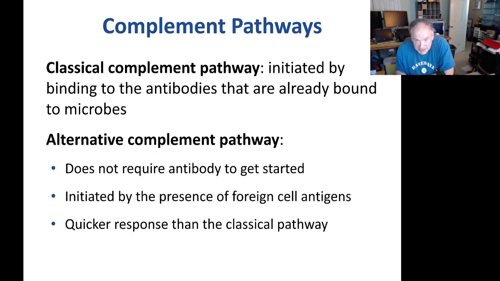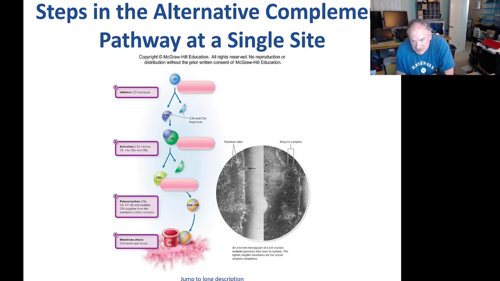So classical complement is initiated by binding to the antibodies that are already bound to microbes. So the Fc portion, the constant region of the antibody, is sticking out when its antigen binding region, we'll talk about it later, is bound, so that's used to initiate complement. There are alternative complement pathways that don't need antibodies, initiated by the presence of just foreign cell antigens, and sometimes that response is sort of the shortcut to get the process started.